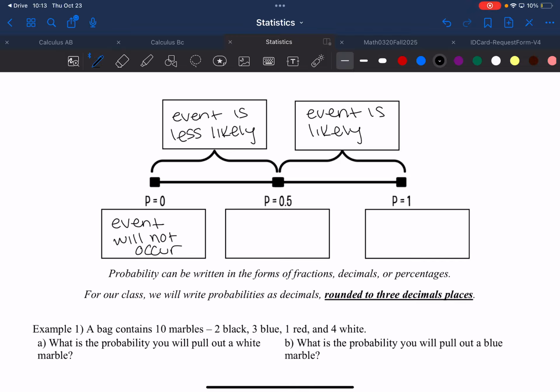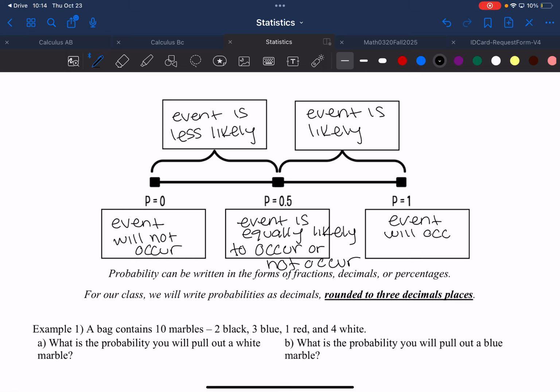Probability of 0.5 means the event is equally likely to occur or not occur. Makes sense, 50-50 chance, right? It can occur or it cannot occur. And probability of 1 means the event will occur. Okay, an example. After these notes, we're going to do an activity. That probability is 1. We will do that activity. It will occur.